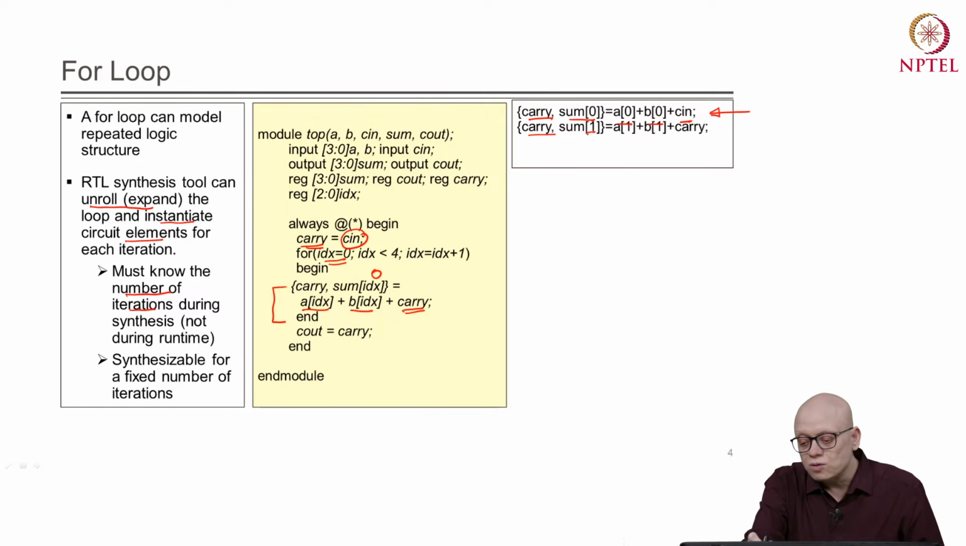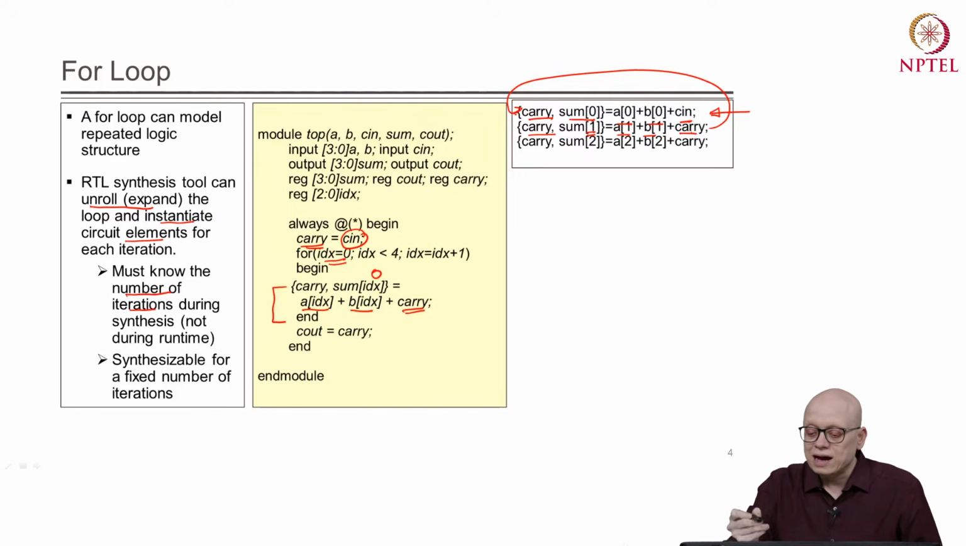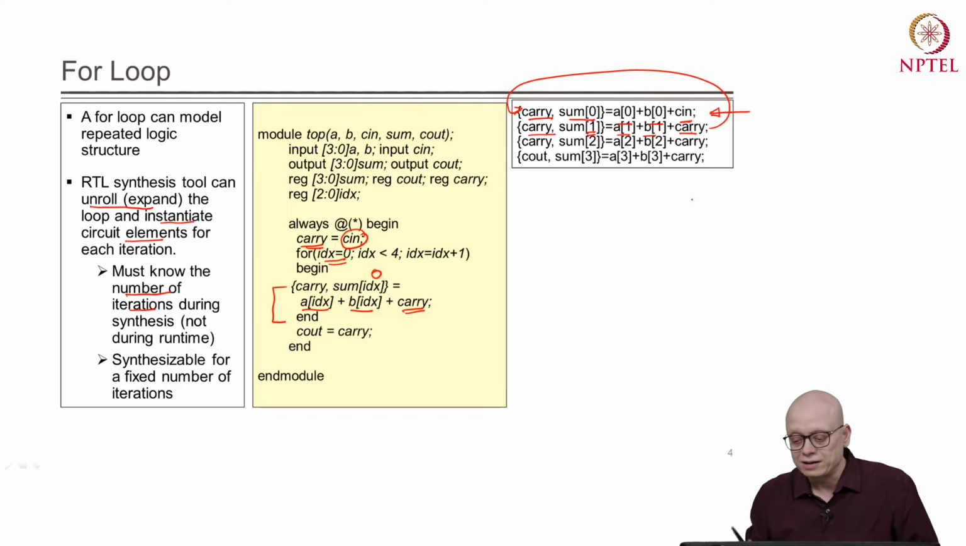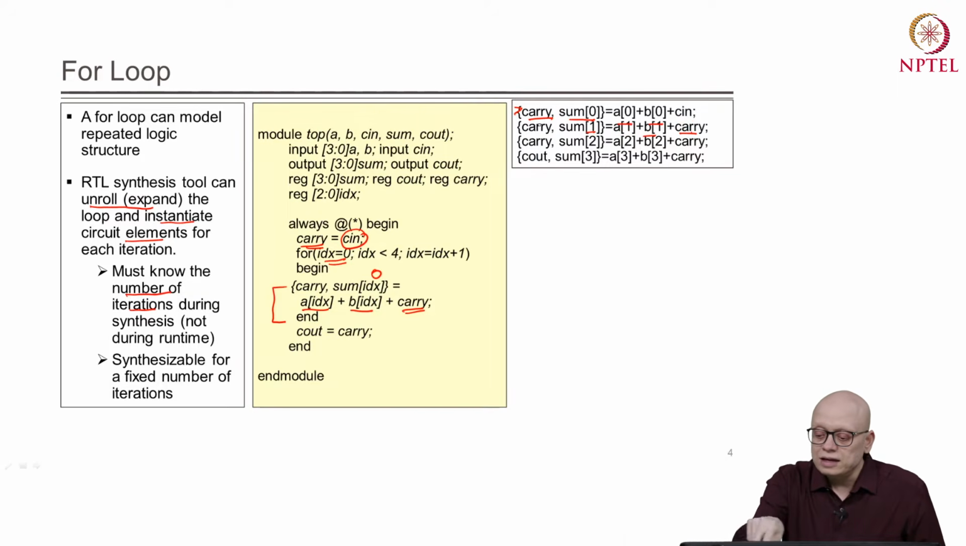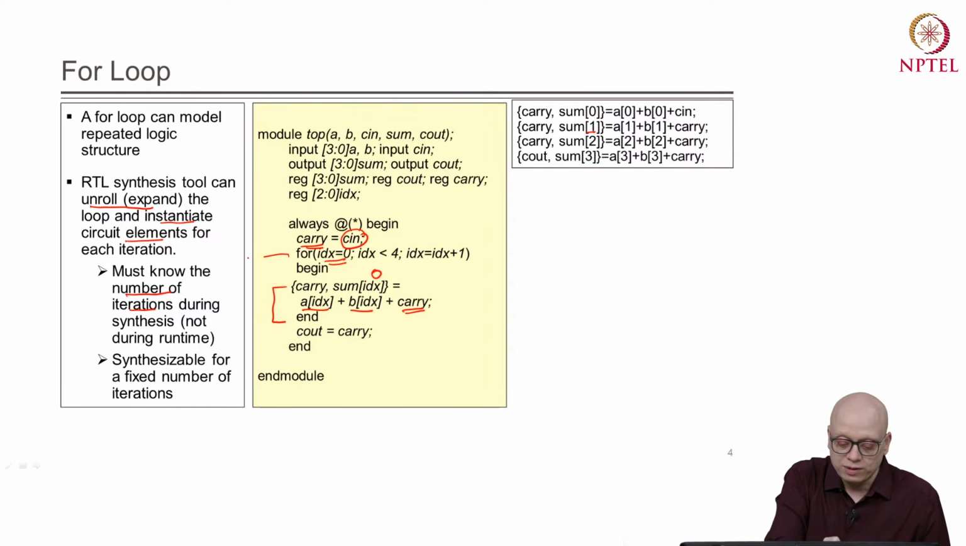Then the RTL construct will be carry and sum 1 is equal to A1 plus B1 plus carry. Now, what is this carry? It is the carry from the previous iteration, like this one. Similarly, when the index value is 2, it will be expanded, and for the third iteration also it will be expanded. This is the equivalent representation for this for loop.